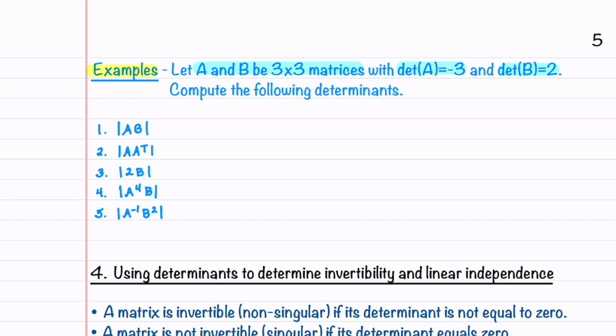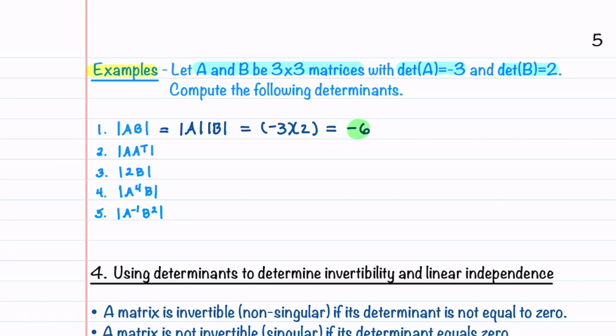Our first determinant is a product, so we can separate it and write it as the determinant of A times the determinant of B. This is going to be minus 3 times 2, plugging in the values that we were given above, and that's equal to minus 6.